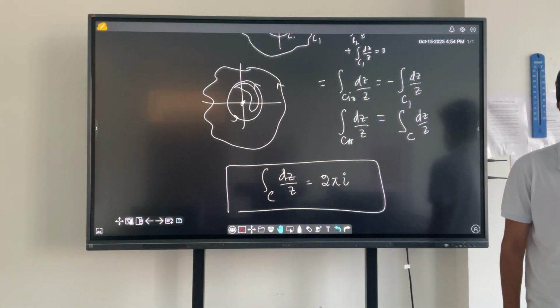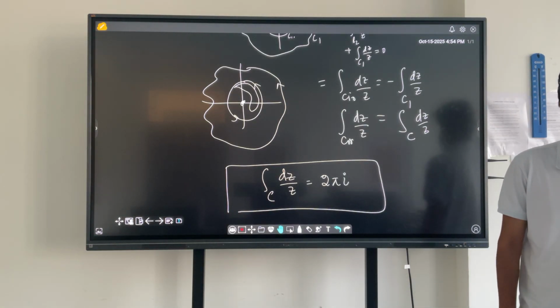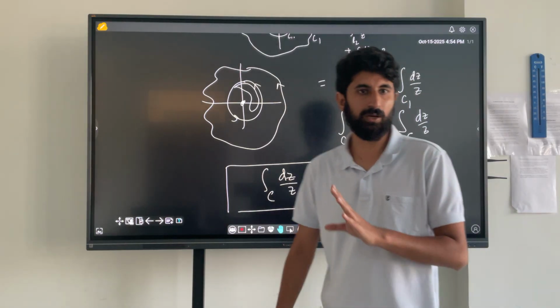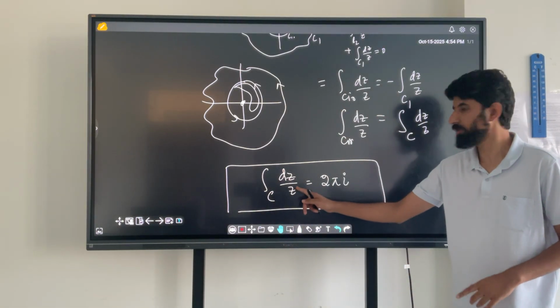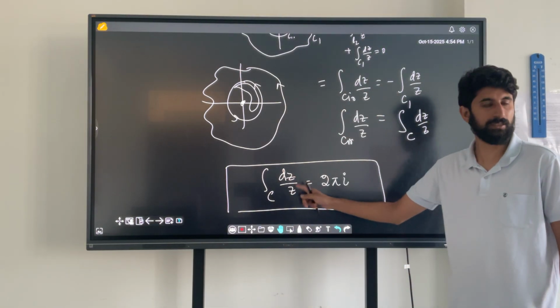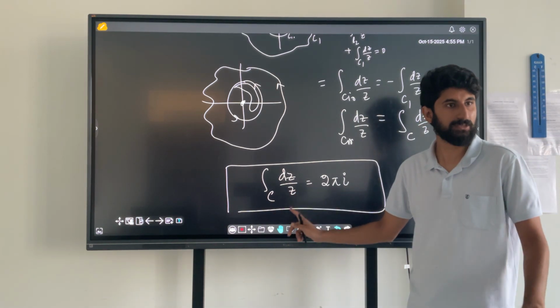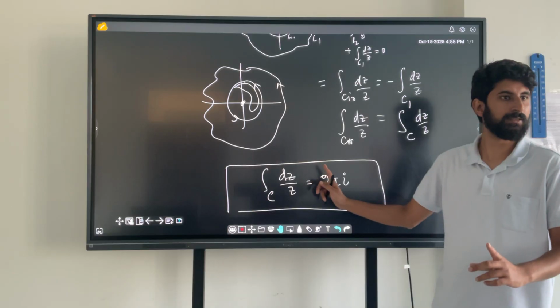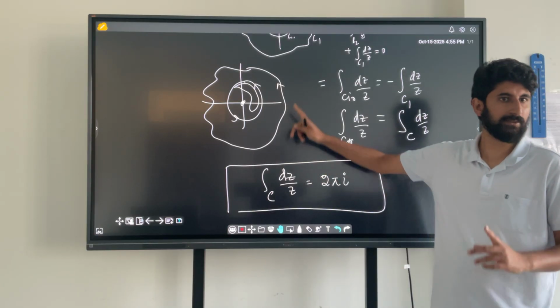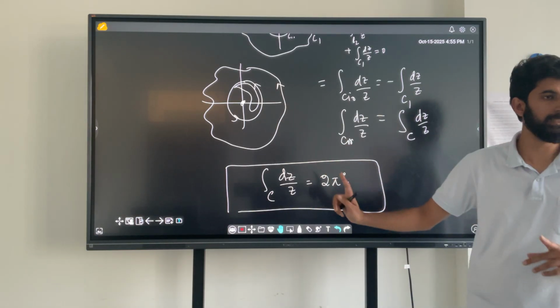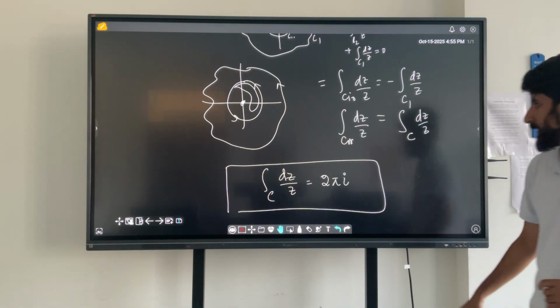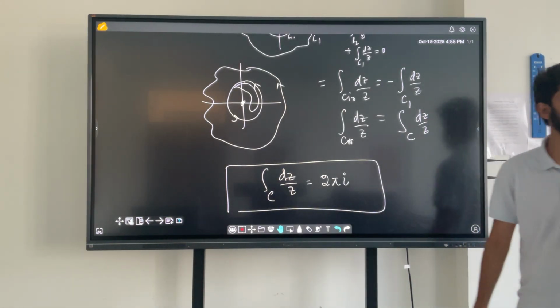Is this clear? We'll learn more. For now, just focus on the integral of dz by z over any closed curve which contains the origin. Why is the origin special? Because that is the point where the function is non-analytic. It's just 2 pi i.